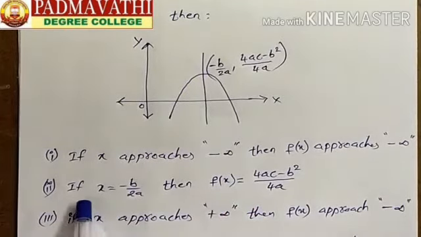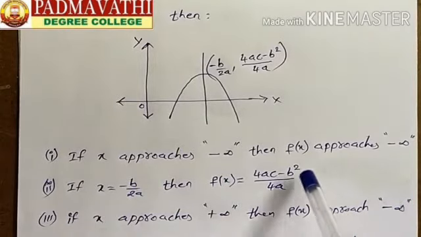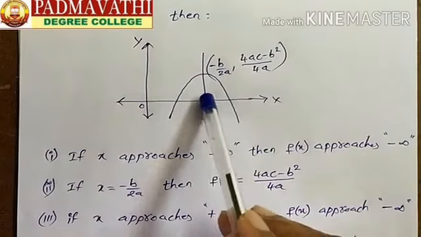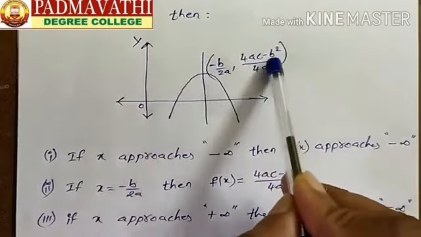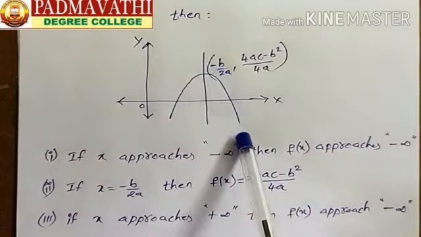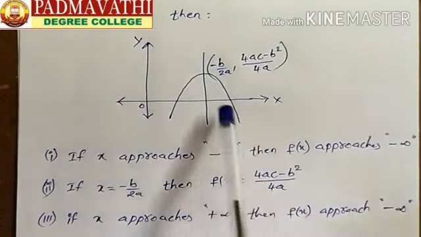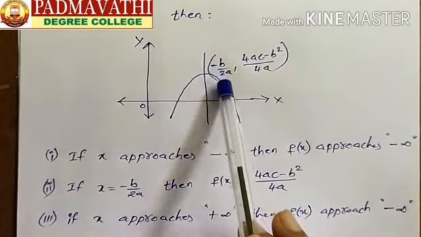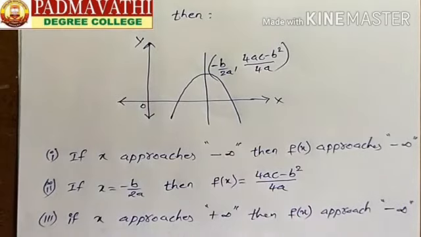Next, similarly, if x is minus b by 2a, then f of x is 4ac minus b square by 4a. At exactly x equal to minus b by 2a, the value of the expression is 4ac minus b square by 4a, which is the absolute maximum value. Next one, if x approaches plus infinity, then f of x approaches minus infinity. Again it is reducing that value. If x approaches plus infinity, then f of x approaches negative infinity.